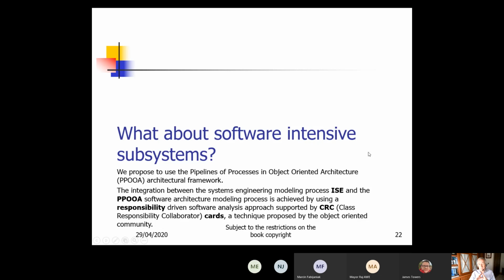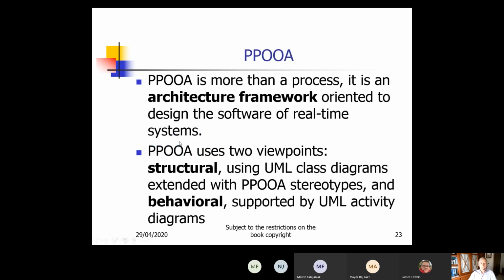For software-intensive subsystems, we apply PPOOA. PPOOA is an architectural framework. It is not only a process. It's a process and a vocabulary of building elements. So we extend the UML profile, we extend the UML metamodel, to include new modeling elements for modeling real-time systems, real-time software architectures.